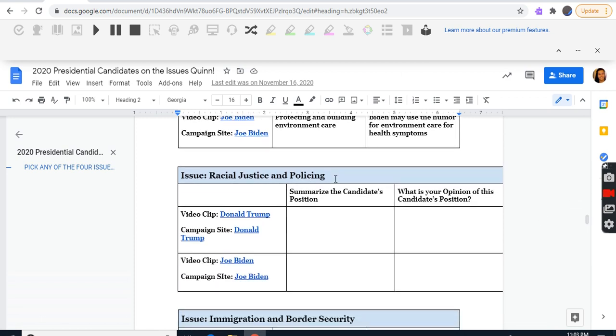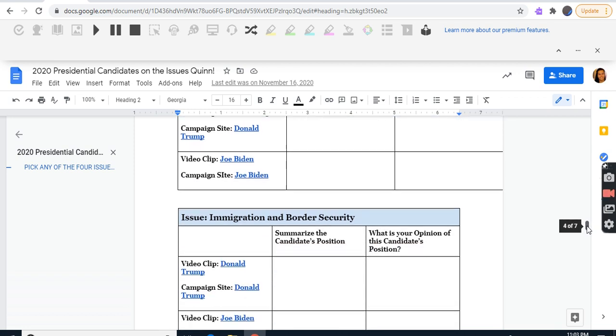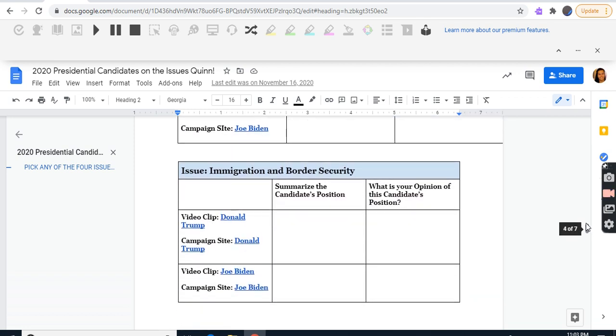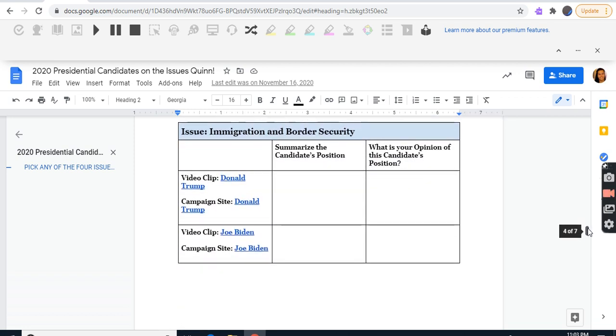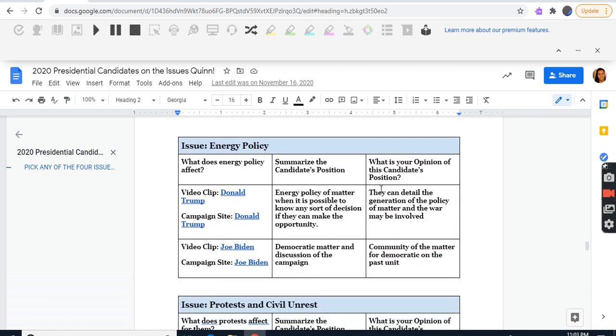The issue of racial justice in policing. Did not do that one. Immigration and border security. Did not do that one. Energy policy. What does energy policy affect? Summarize the candidate's position. What is your opinion on the candidate's position?